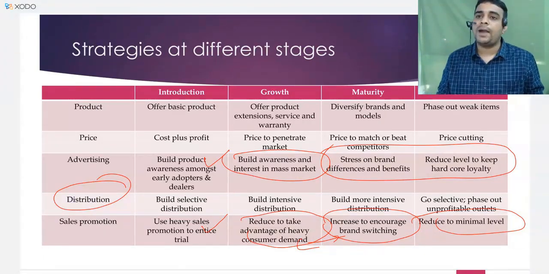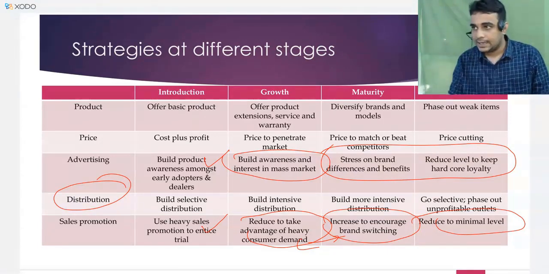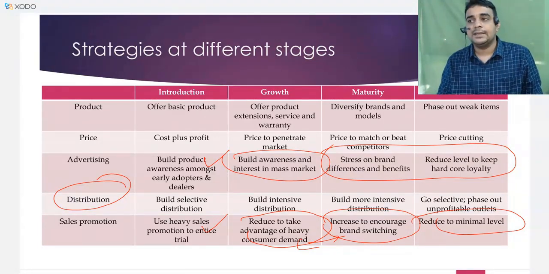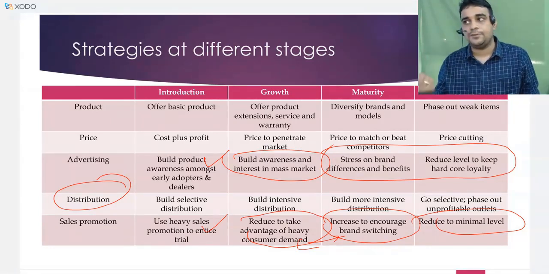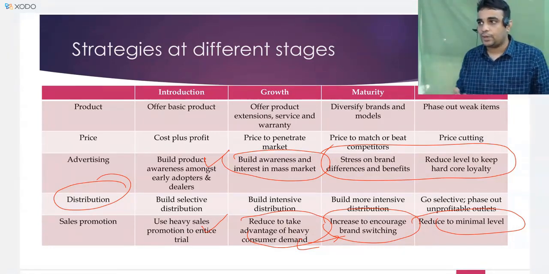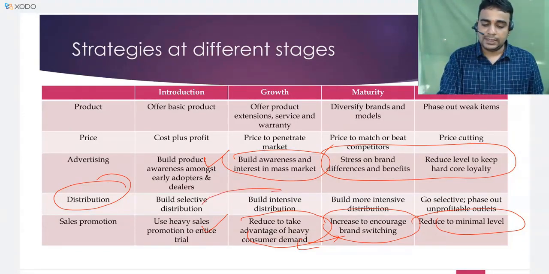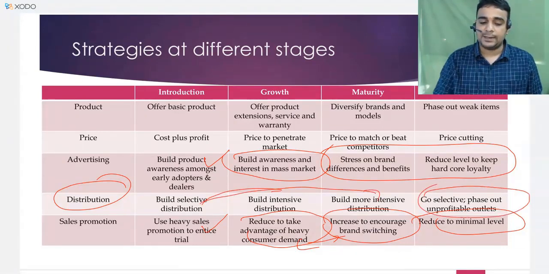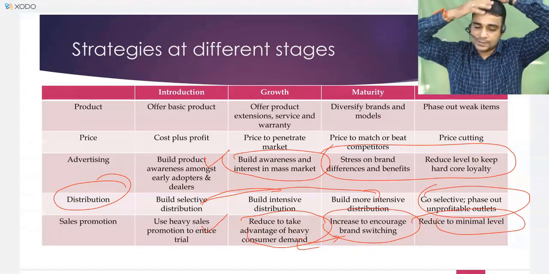One good thing that has happened is that, because of online sales and other things, the market has expanded for sellers. But there are still people who wouldn't want to buy online. They would want to touch and feel the product. The first time you're buying, you may want to touch and feel the product and then buy. So it's necessary that you keep building on the distribution side. Keep increasing the distribution and then finally eliminate those unprofitable levels.